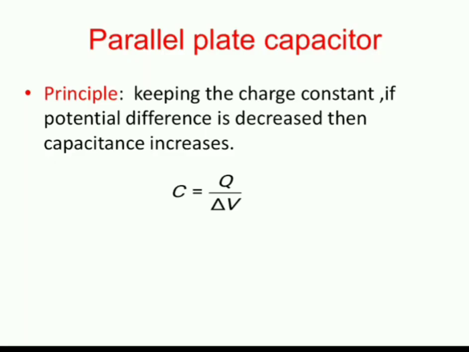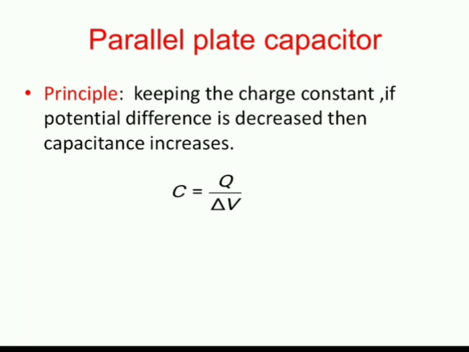Now let's see what this parallel plate capacitor is. Okay, in the first diagram, whatever I have showed you, all of it is a parallel plate capacitor. So in this parallel plate capacitor, we are going to use a principle. Okay, look at the principle. We know capacitance is Q by delta V. Keeping the numerator constant, that means charge constant, if you can decrease the potential, then capacitance would increase. So the principle involved in constructing a parallel plate capacitor is keeping the charge constant. If you decrease the potential, capacitance will increase.